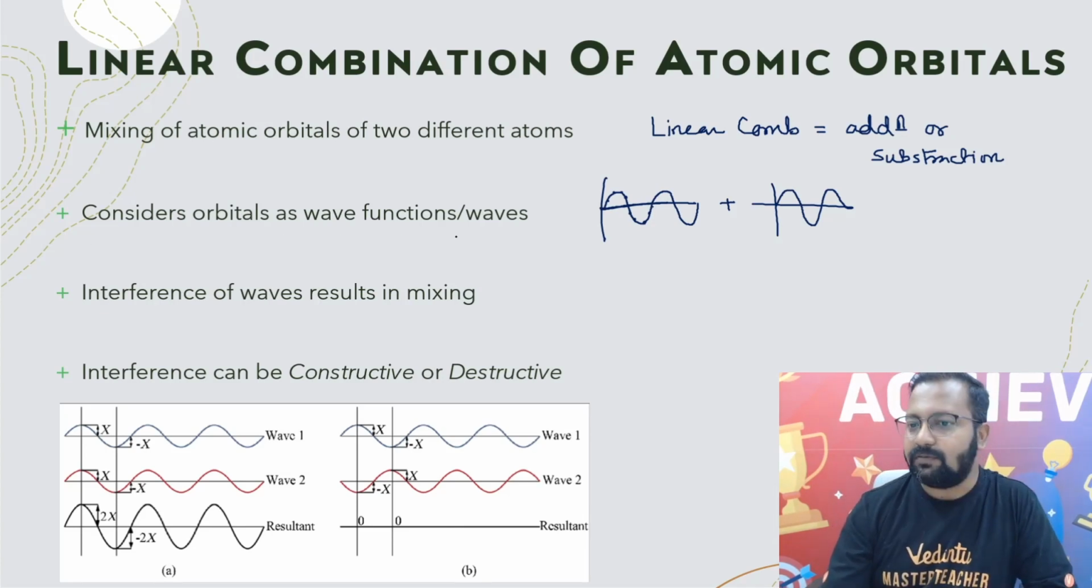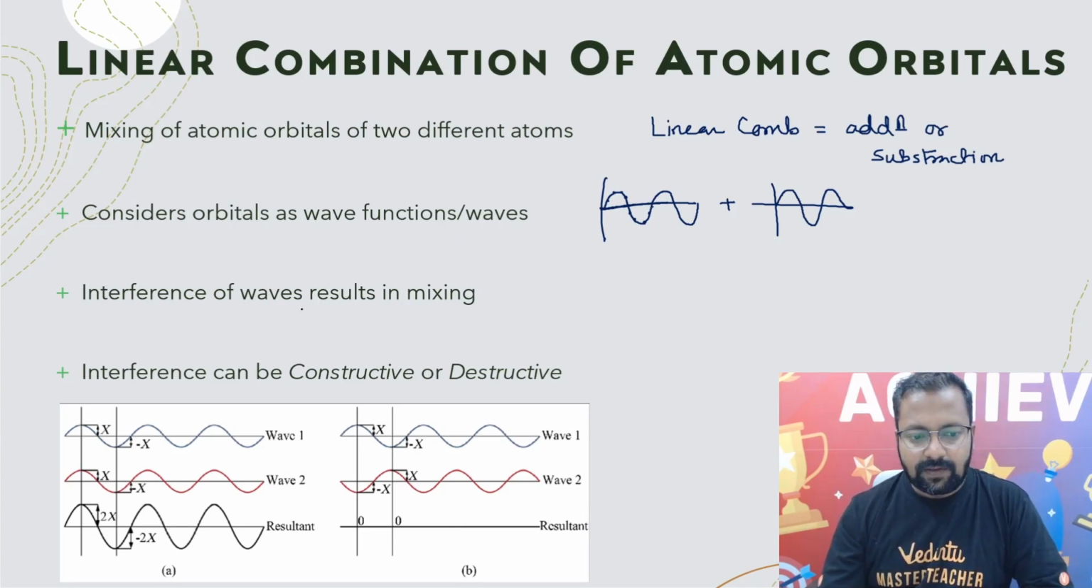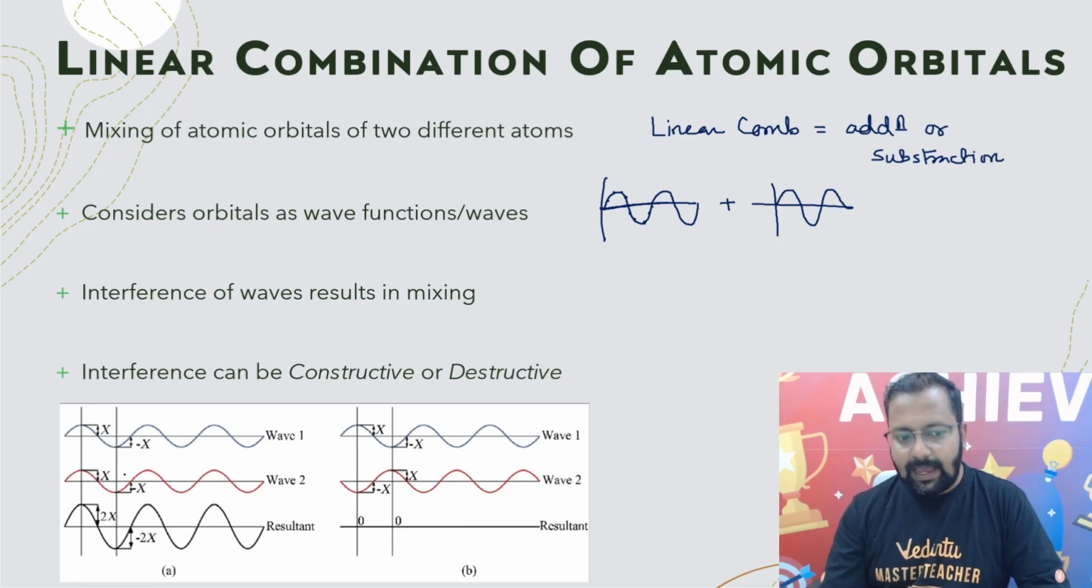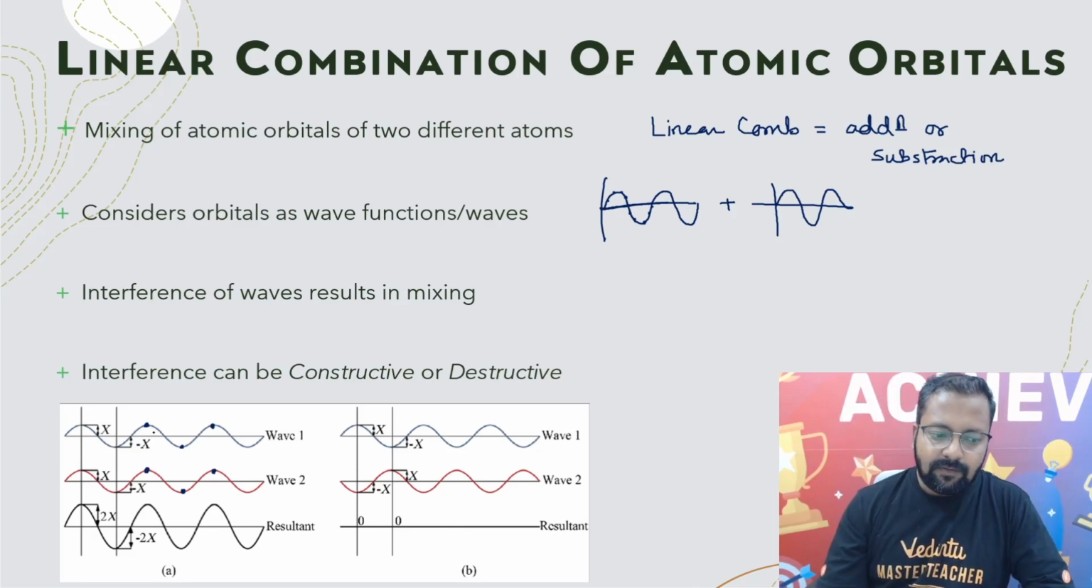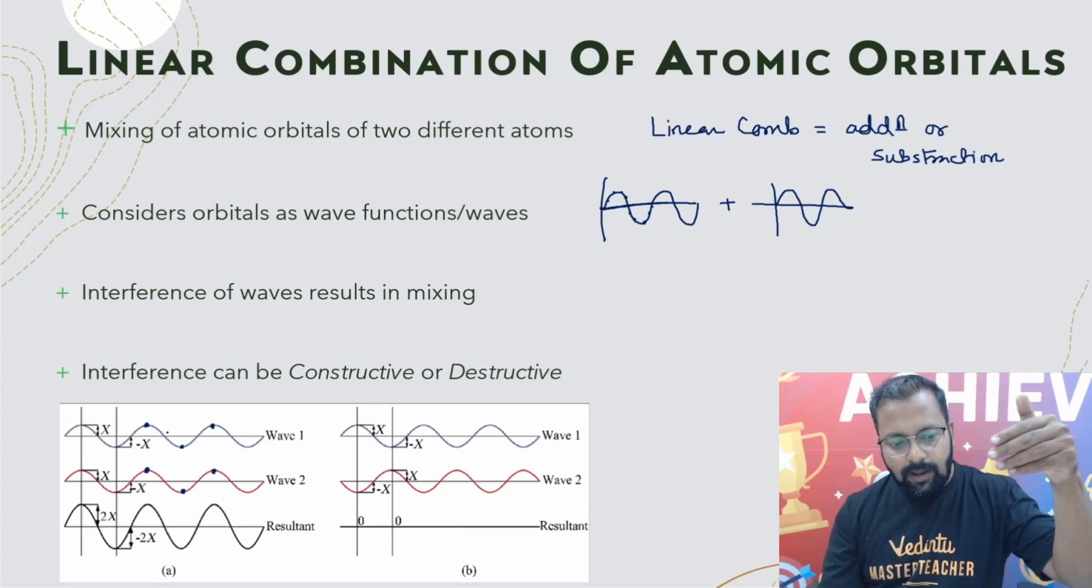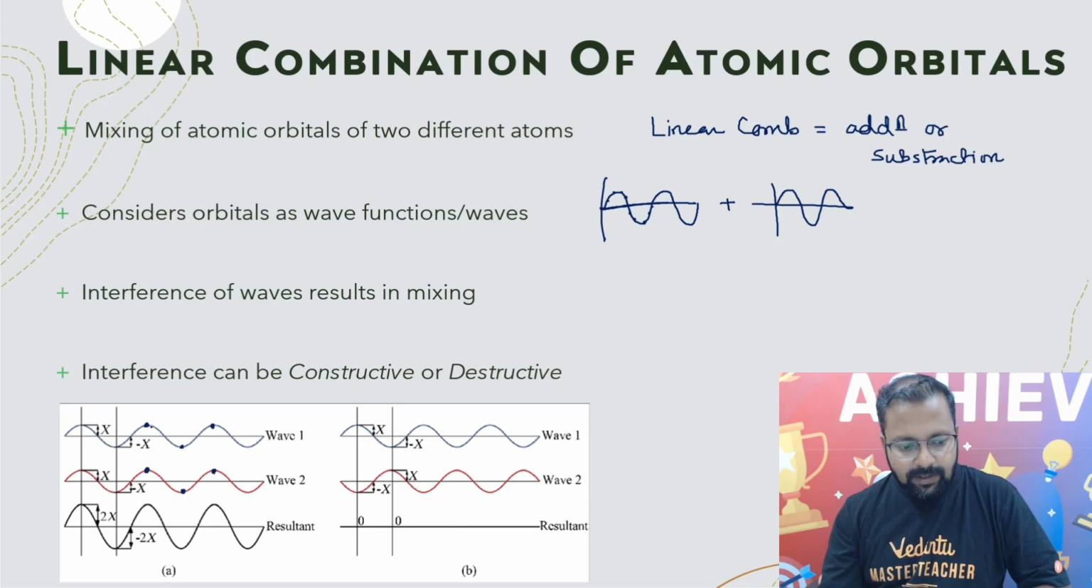So consider orbitals as wave functions. Interference of waves results in mixing, and interference can be constructive. So I've shown this over here. Suppose this is wave 1 and wave 2. You can see that they are very properly aligned. If you look at wave 1, this is the crest, this is the crest, this is the crest, this is the crest, this is the trough, this is the trough. So all of the points along wave 1, along this path, all of them are very neatly aligned with wave 2. When they combine with each other, तो एक additive effect होता है, and the net amplitude increases.